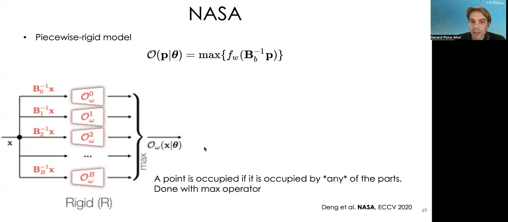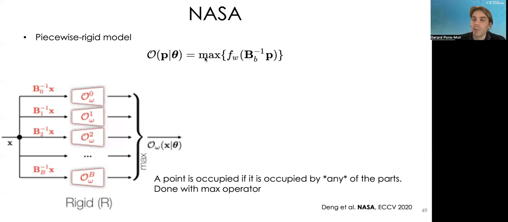What does the maximum mean here? It means that a point is occupied if it's occupied by any of the parts, right? So if any of the parts outputs a 1, which is a 1 occupancy, or close to or bigger than the threshold, then the total result of the max will be that the point is occupied. So basically, this makes a lot of sense, right?